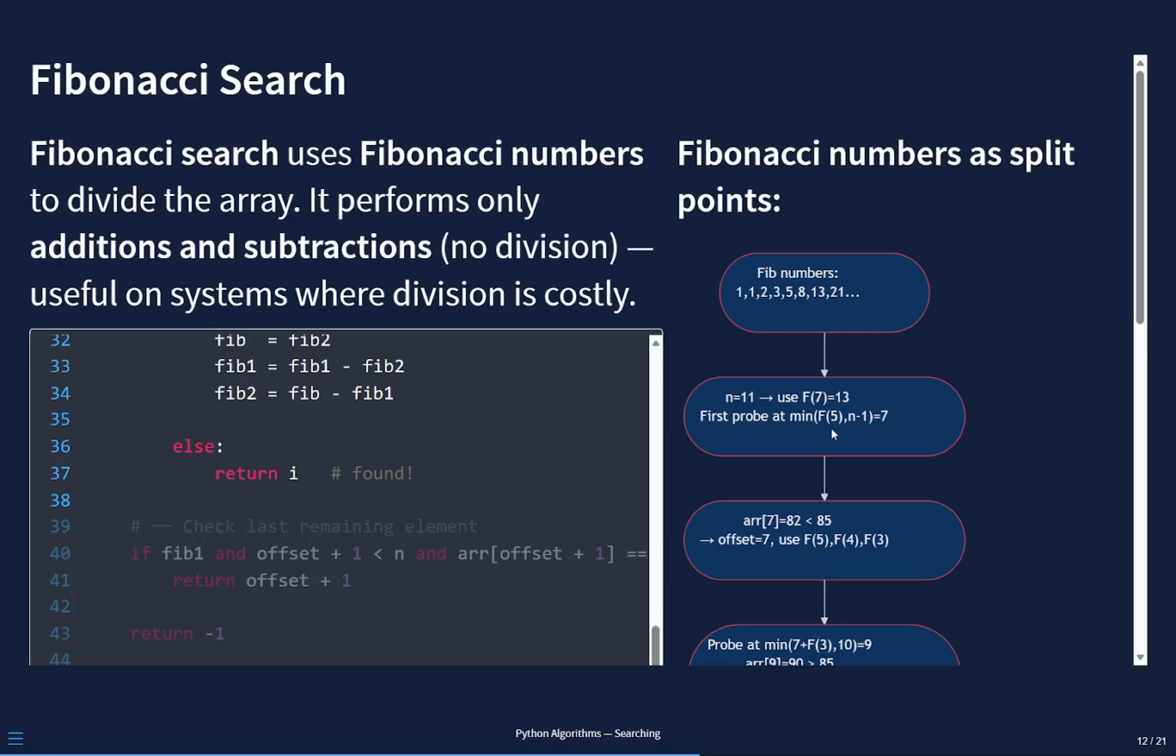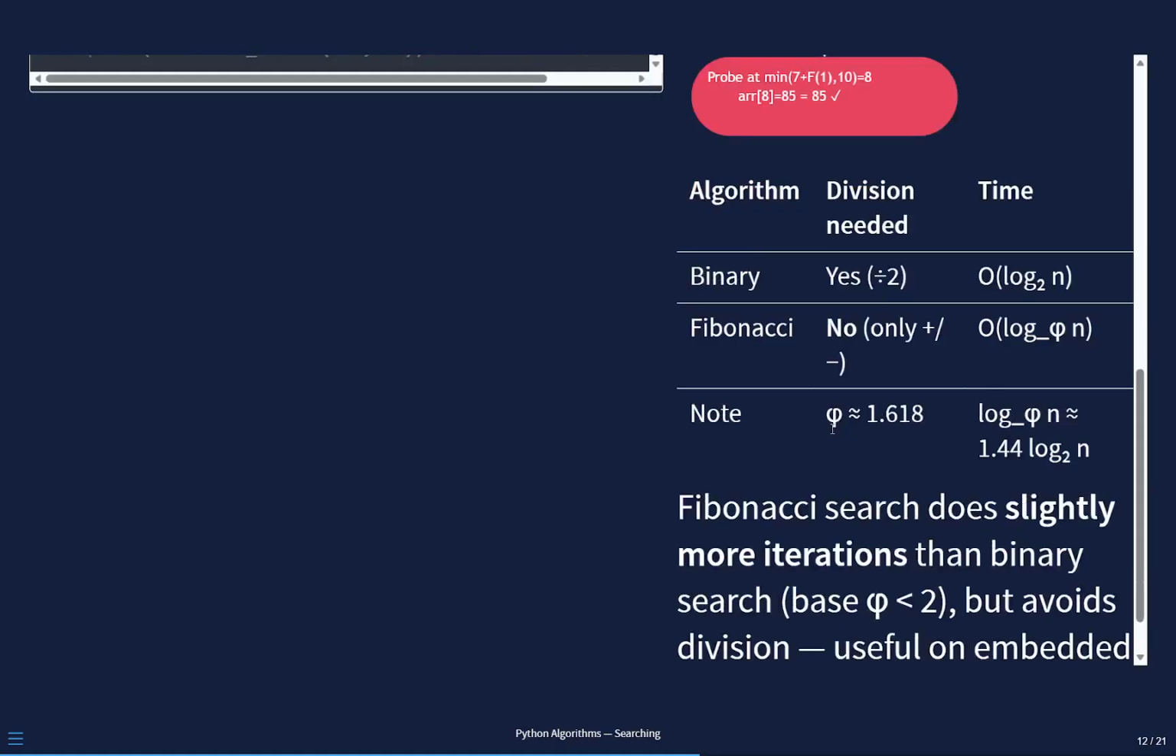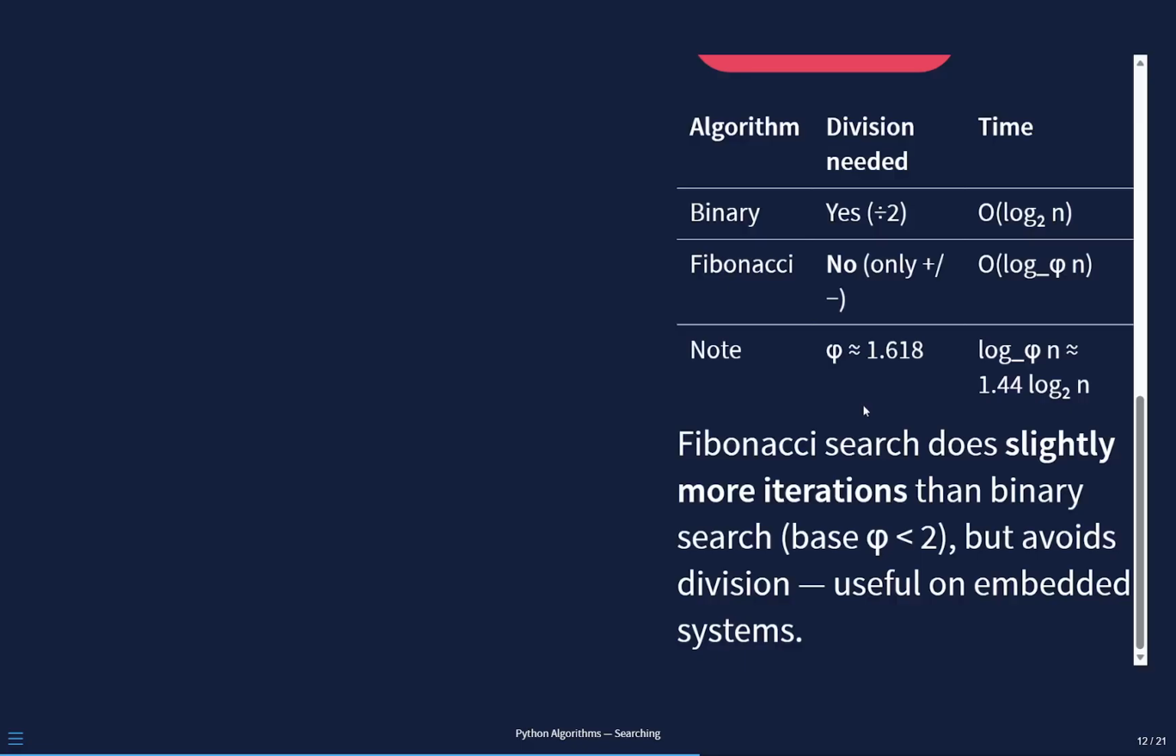The comparison table: binary search uses division by 2. Fibonacci uses only addition and subtraction. The base of the logarithm is phi, the golden ratio, approximately 1.618, rather than 2, since Fibonacci numbers grow as phi to the power of n. Log base phi of n is about 1.44 times log base 2 of n. Fibonacci does slightly more iterations than binary, but avoids division entirely. In practice on modern hardware, binary search is faster. On certain embedded targets, Fibonacci search is the standard choice.